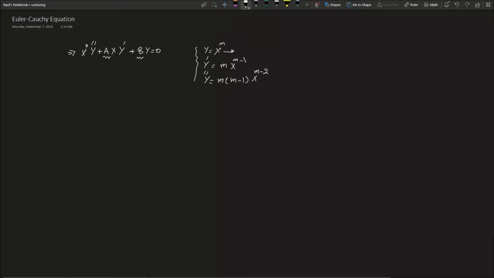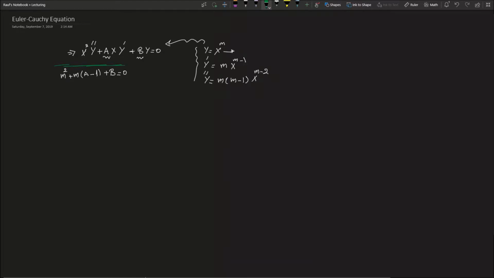Okay, if we substitute all these values back in the general form of the Euler equation, we get a second general form for that equation. The main equation should look like this: m squared plus m multiplied by the constant a minus 1, plus the constant b equal to 0. Now we need to focus a little bit on this form.